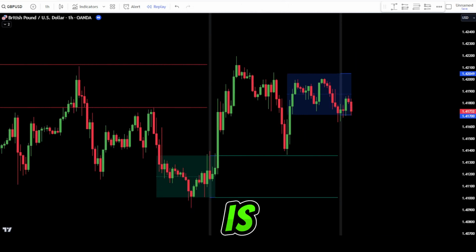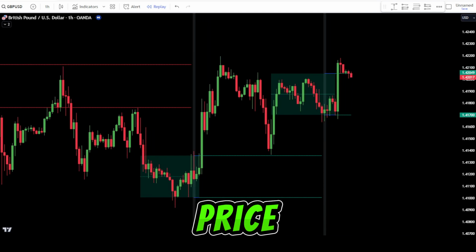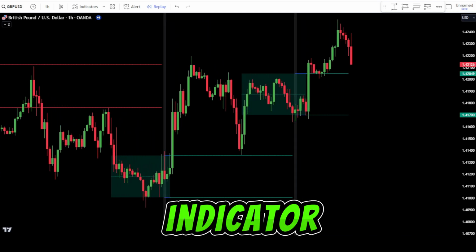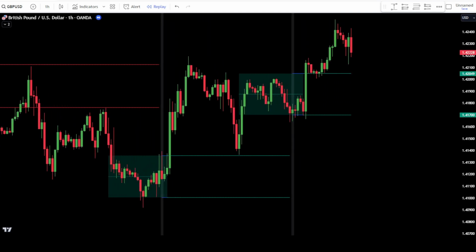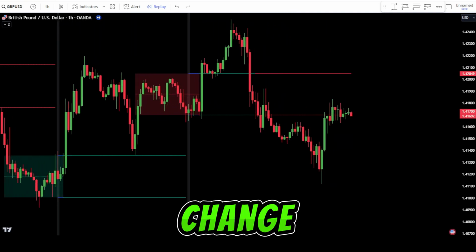If the indicator is blue, it indicates that the market is in a sideways or ranging position. However, if the price can break out to the upside, the indicator will change to green. And if the price can break out to the downside, the indicator will change to red.